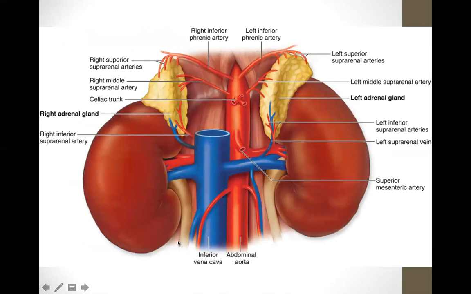Okay, so this is the kidneys. Lying above the kidney, at the superior pole of the kidney, are your adrenal glands. There are two of them. Okay? Two adrenal glands.